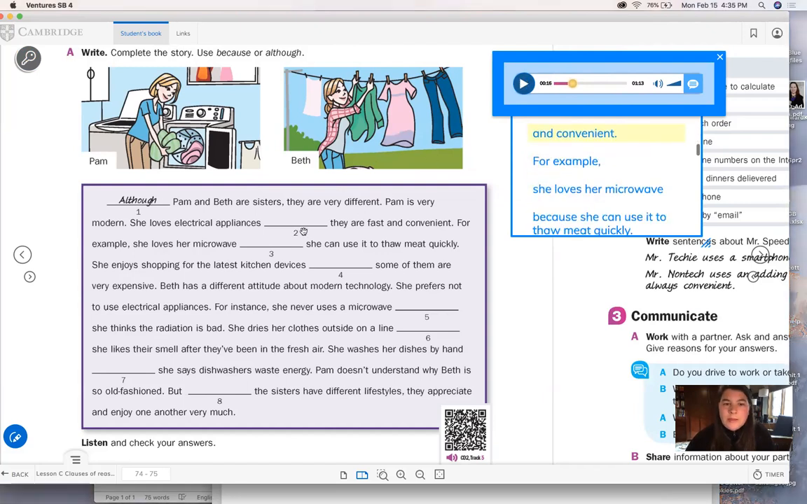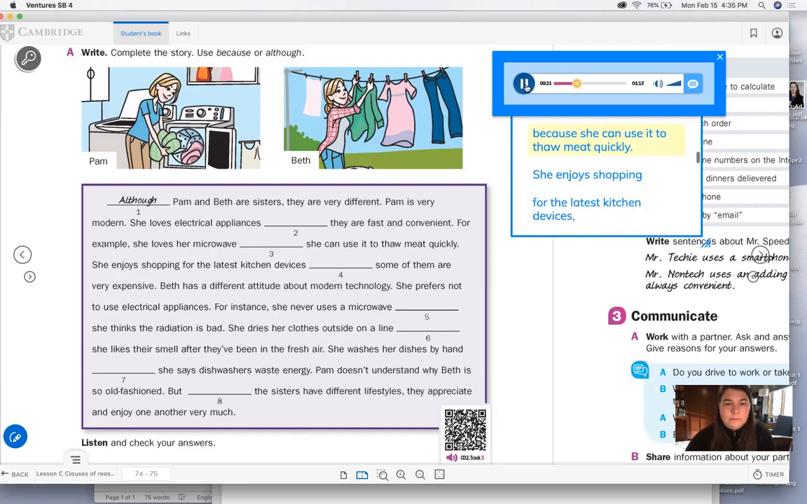Okay, right here, because. Why does she love them? Because they are fast. She loves them and they're fast. Okay, same idea, it's because. For example, she loves her microwave because she can use it to thaw meat quickly. Thaw means to take frozen meat or something frozen and make it not frozen, make it fresh, okay? So why does she love her microwave? Because she can use it to thaw meat quickly. Two positive ideas.